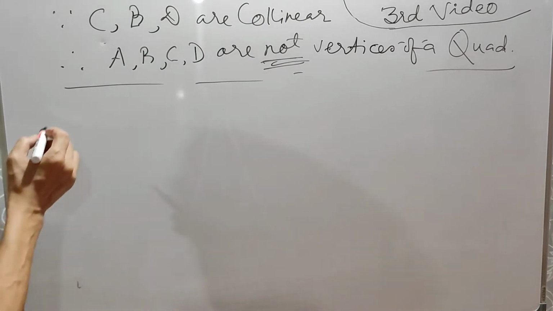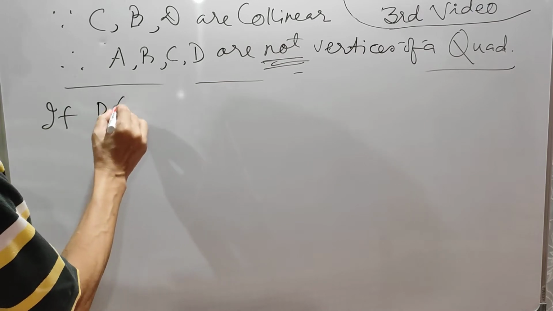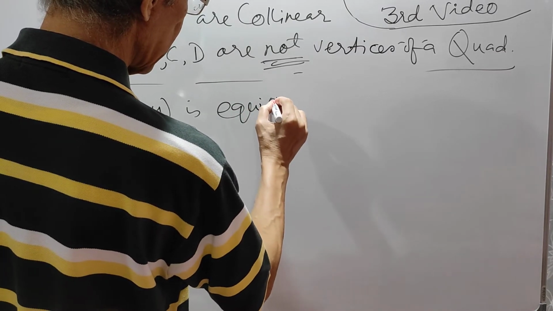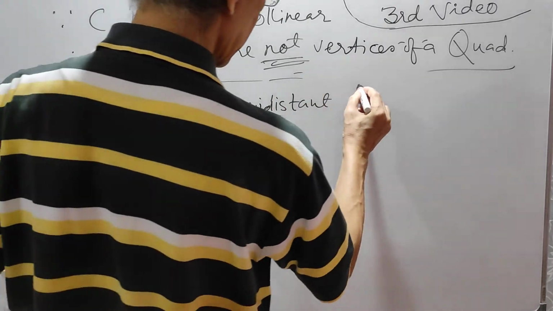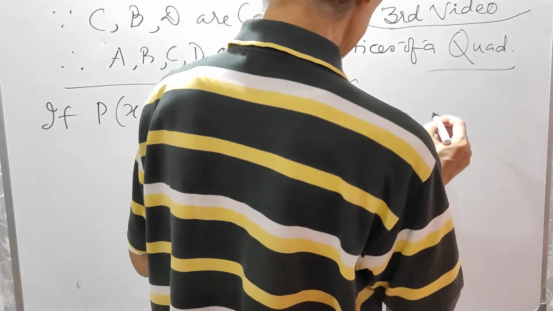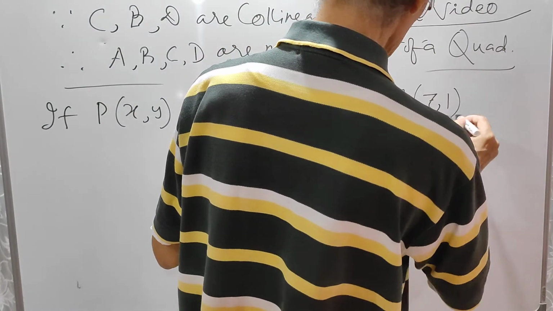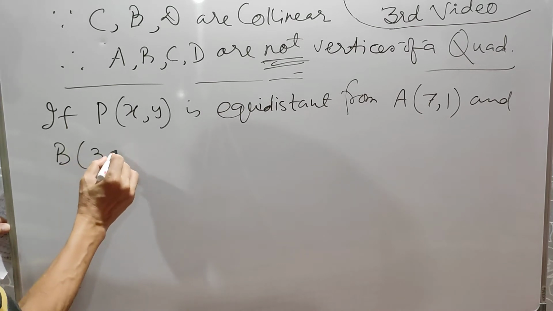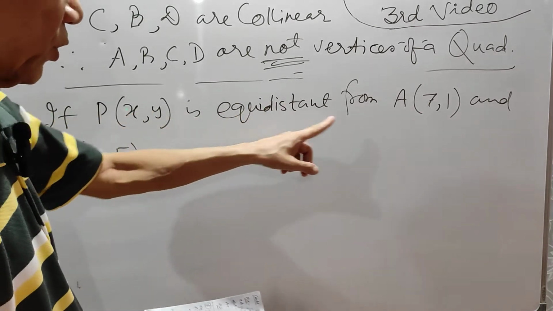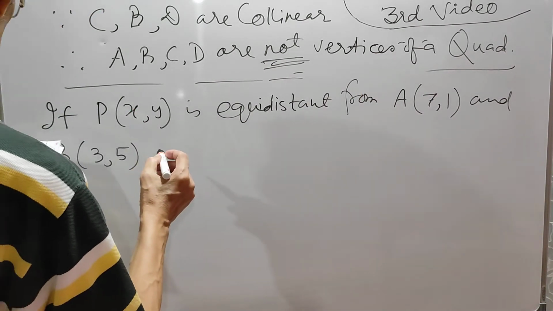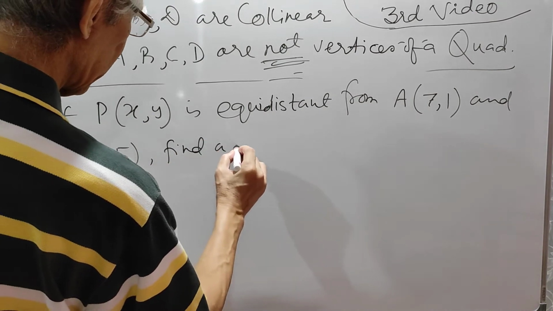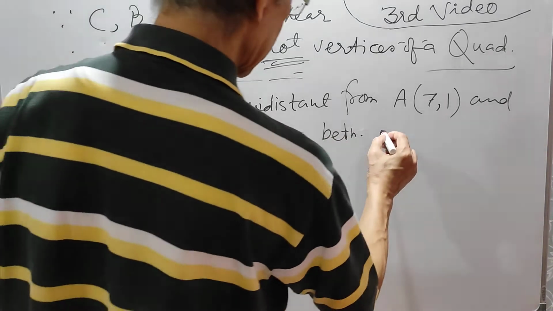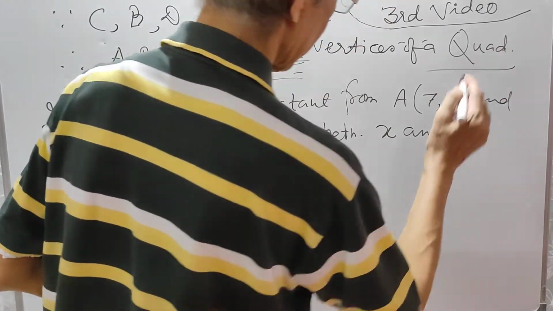If P is equidistant, this is the question, you see I am writing the question here. If P (x, y) is equidistant from the point A (7, 1) and another point B (3, 5), then find a relation between x and y. So this is a question.